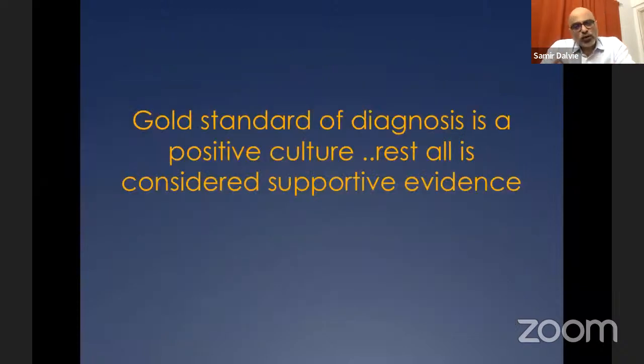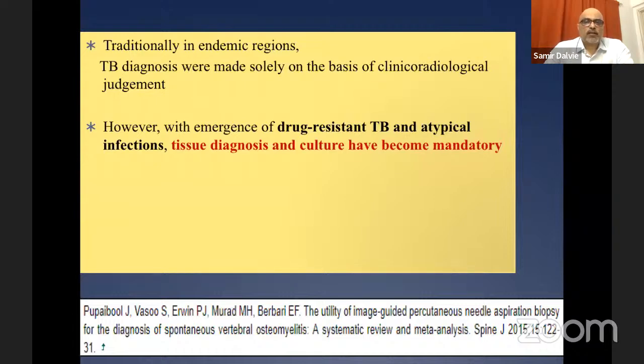Now the thing is, to diagnose a TB spine, it is a positive culture. Everything else is considered supportive evidence by WHO, but WHO for India and endemic areas has given some leeway that based on clinical and radiological features, we can diagnose TB. But having said that, for your scientific approach and for an international approach, the only way to say that this is TB is a positive culture, not even histology. And I think even GeneXpert is considered supportive. So you need to have a proper culture.